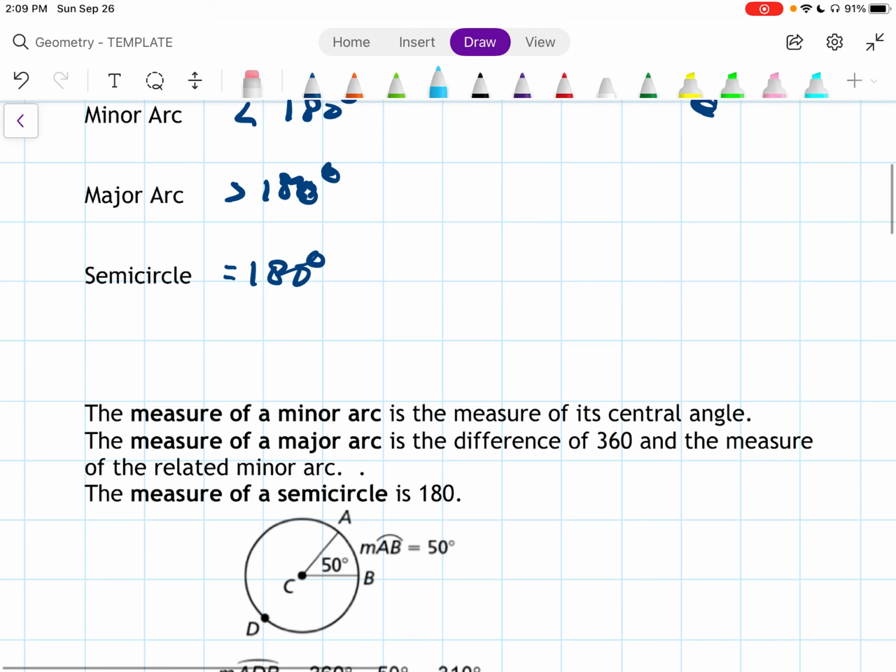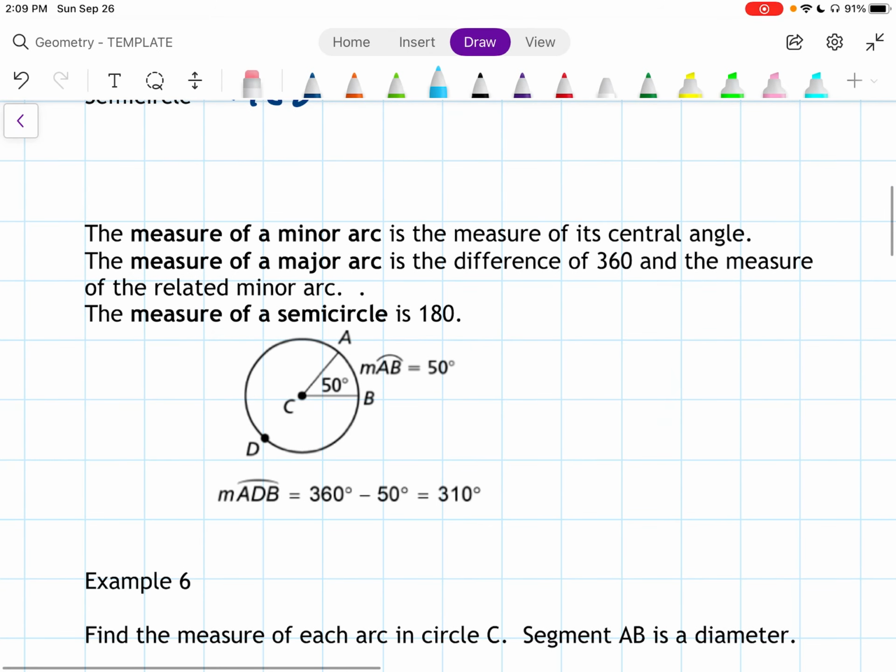All right. The measure of a minor arc is the measure of its central angle. The measure of the major arc is the difference of 360 and the measure of the related minor arc. And the measure of a semicircle is 180. That's kind of what I just said.